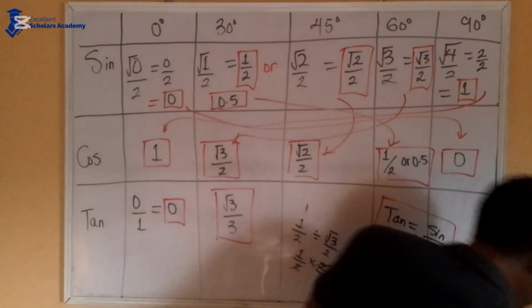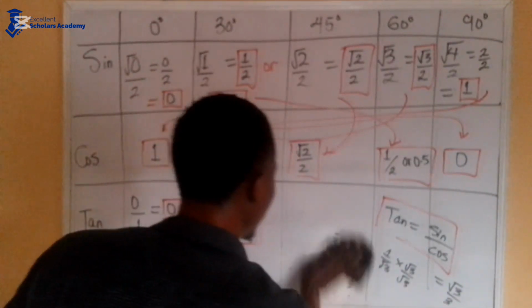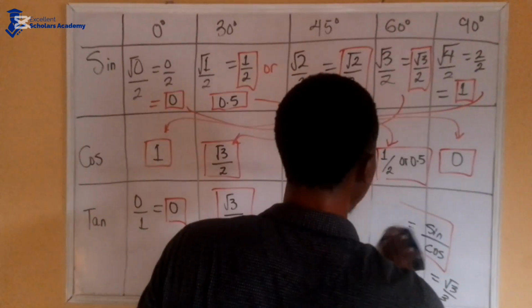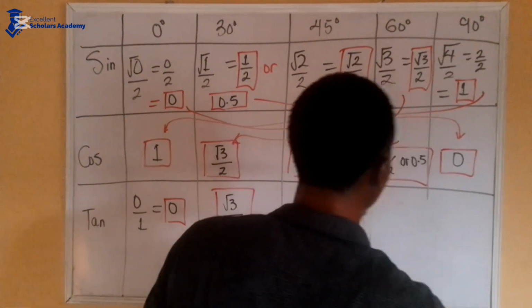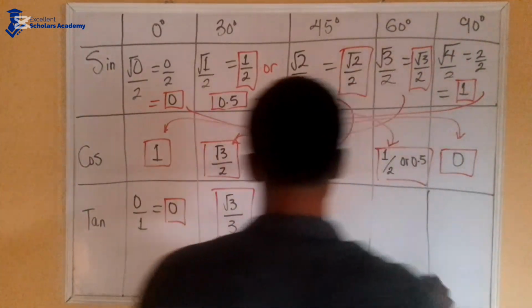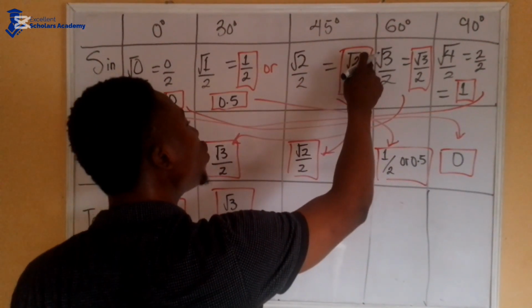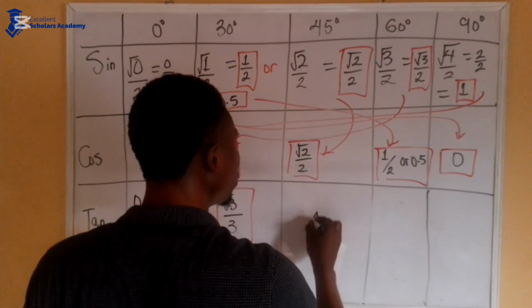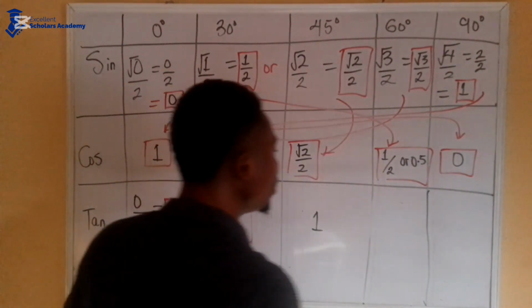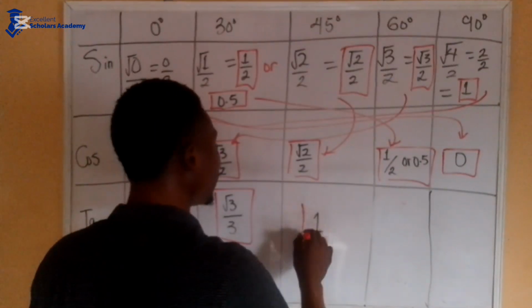Now let's move further to getting the remaining ones. Let's get tan 45. Root 2 over 2 divided by root 2 over 2 will give us 1, because anything divided by the same thing is 1. So tan 45 gives us 1.